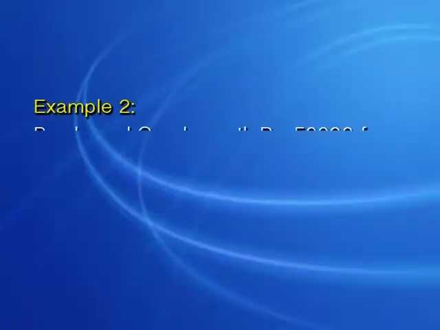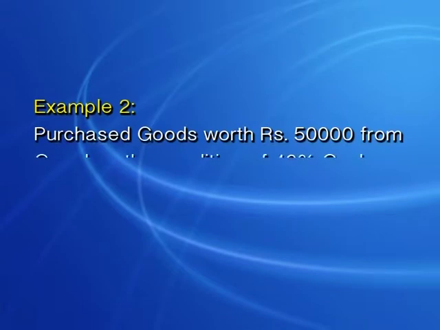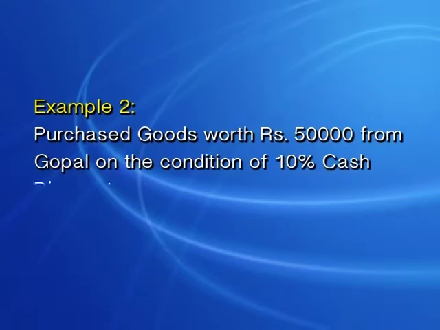Let us say the firm purchased goods worth rupees 50,000 from Gopal on the condition of 10% cash discount. It is not clearly mentioned whether the transaction is for cash or credit. In such a situation, presence of cash discount, whether the name of party is there or not, signifies that the transaction is a cash transaction. Further, as there is no trade discount in the transaction, rupees 50,000 is actual transaction value itself, means there is no list price or catalog price in this transaction, and we have to record this transaction for 50,000 rupees.